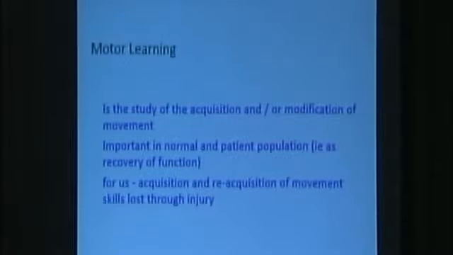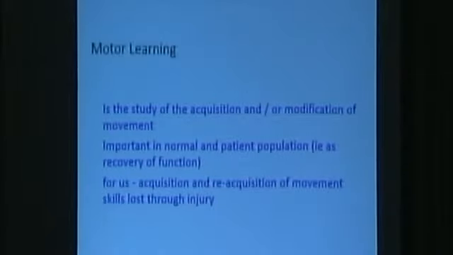Because this lecture I often give to clinicians, motor learning obviously happens in normal and patient populations. So it can be relearning, when you've got a constraint from a disease like a stroke, so they have to relearn how to do something when you've got maybe one arm or leg that doesn't do what it used to do. Acquisition and reacquisition of movement skills lost through injury.